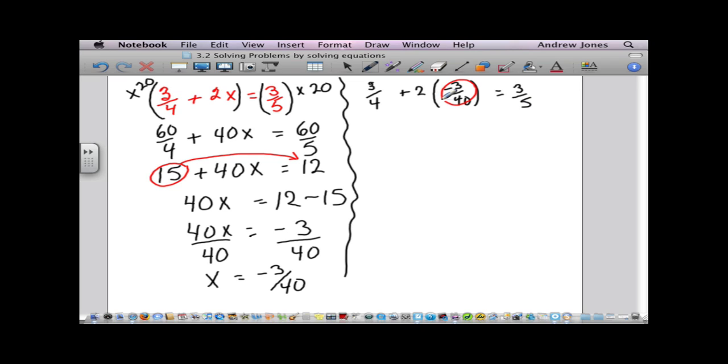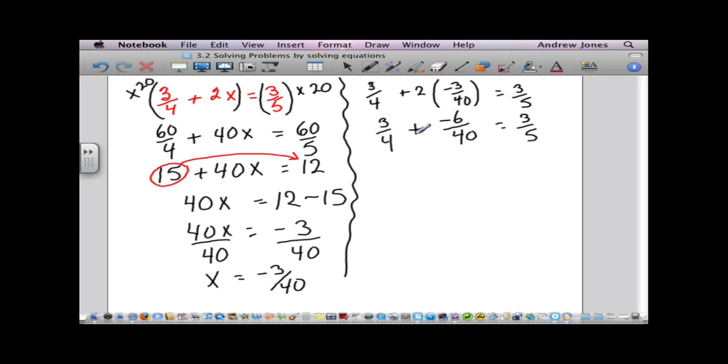Okay, if we do our brackets first, it's going to be 2 times a negative 3, which is a negative 6, over 40. Let's fill in all the other things that we already have. Okay, we have a little bit of simplifying to do and getting some common denominators. So the common denominator here would be 40.